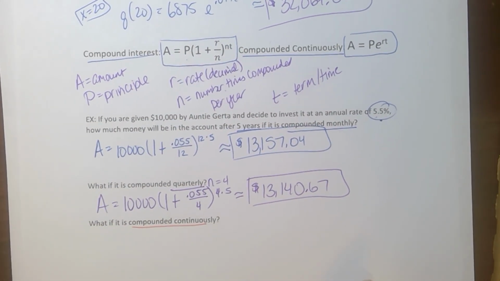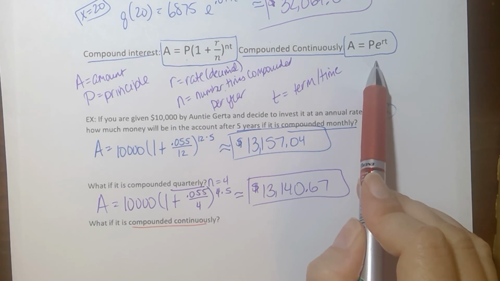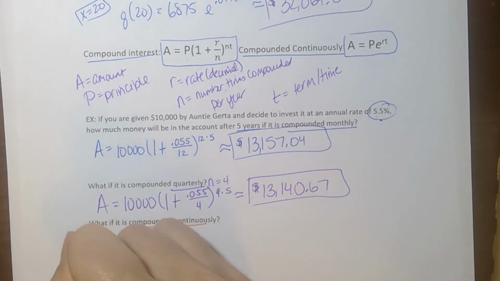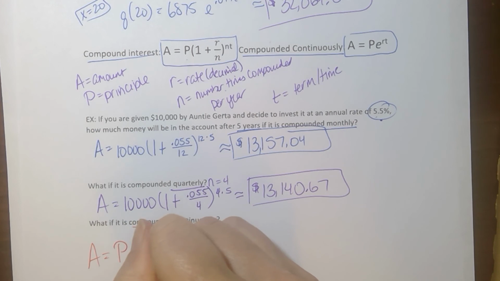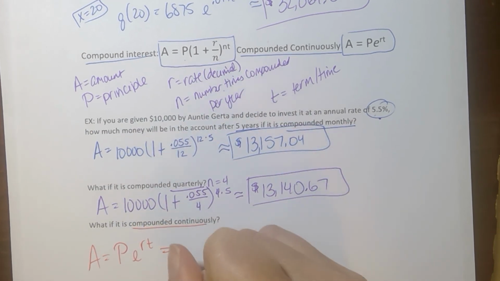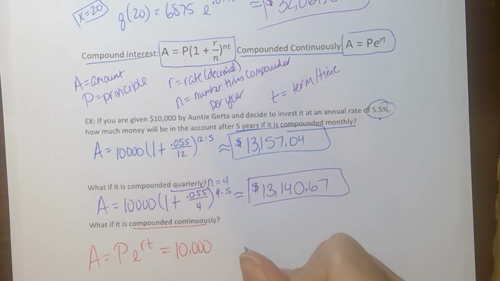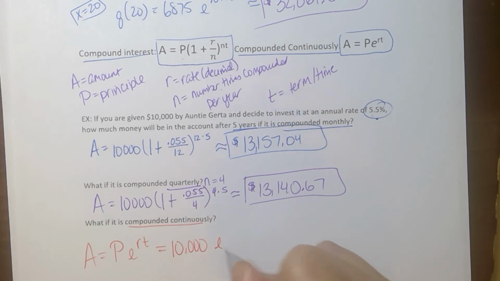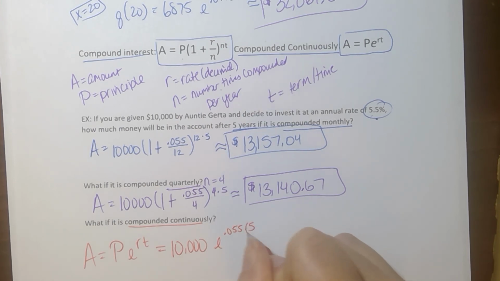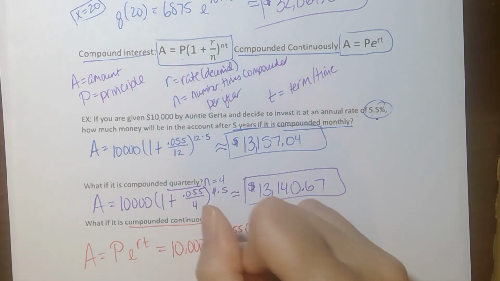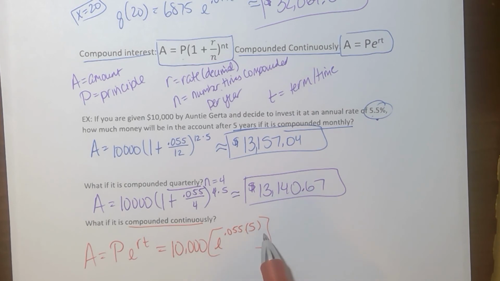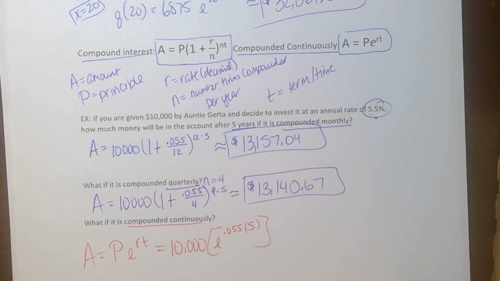Now our last problem here says, okay, well, what if we have our 10,000 at 5.5%, but it's compounded continuously? This time we're using our other calculation. A equals P times e to the RT power. My principal is still that 10,000. Now I have that constant e, irrational constant e, raised to the RT power, where t is 5 years. So r is my rate turned into a decimal, t is the years. Now, order of operations, I'm going to do e to that exponent first.